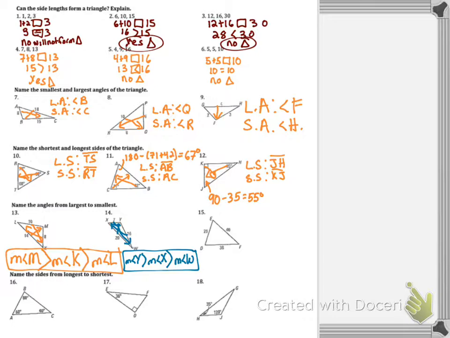And then our last one of this category, our biggest side is that 40. So the measure of angle D is going to be greater than the measure of angle. My next biggest is that 38. The angle opposite of that is angle E, which is greater than the measure of angle. My smallest side is that 29. The angle opposite of that is angle F.